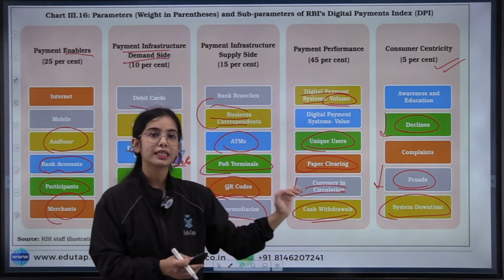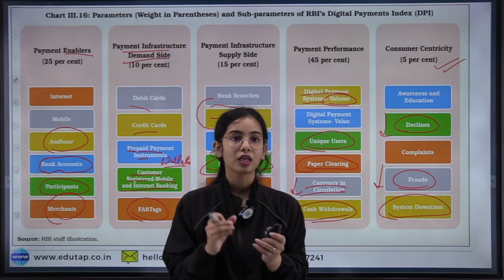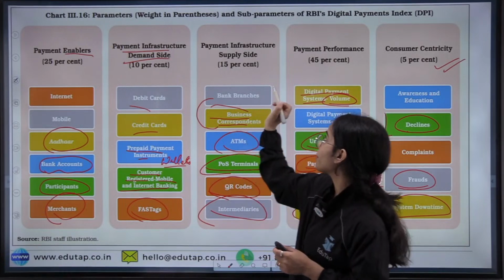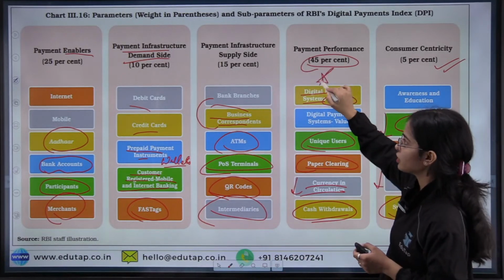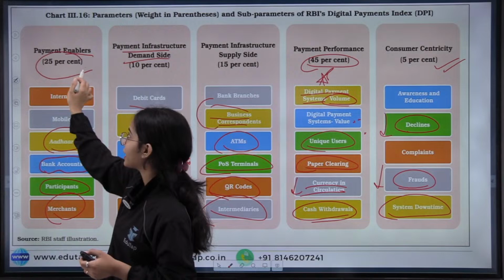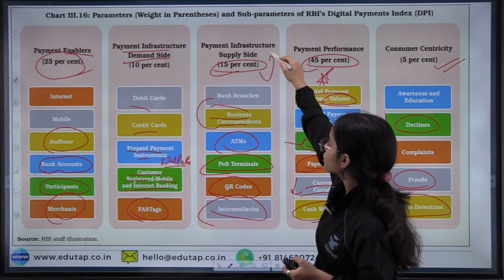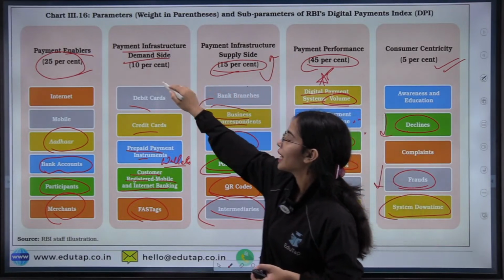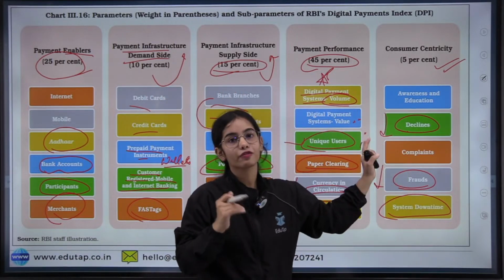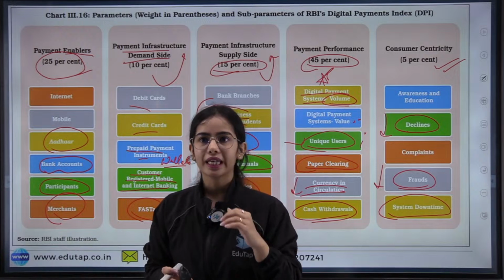Then there is the payment performance, that is how the digital payments are performing. Then there is consumer centricity, that the consumers have to be made aware. Now, which of these 5 broad parameters has the highest weightage? It is the payment performance that has 45% of the weightage. Then the second highest weightage is given to the payment enablers, that is 25%. Then 15% is given to the supply side payment infrastructure, 10% to the payment infrastructure demand side, and 5%, the least weightage, is given to consumer centricity. So this is the complete idea.